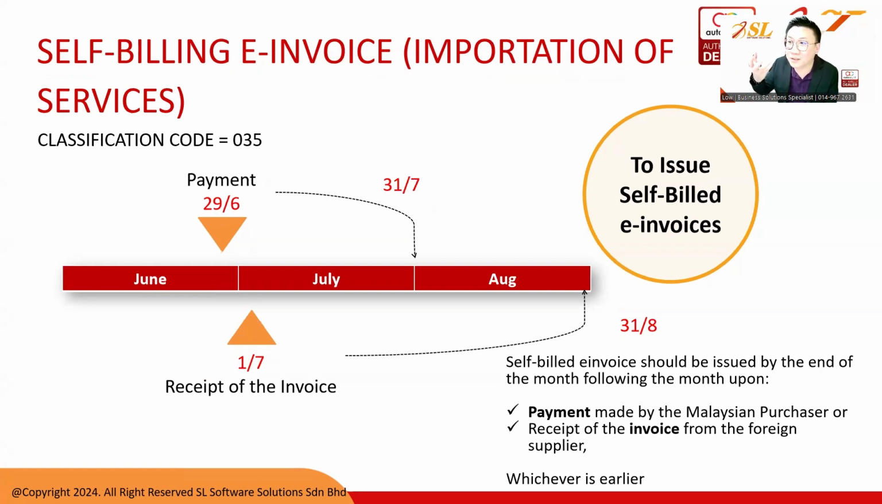And self-billing invoice for imported services. Imported services, for example, Facebook or Google advertisements. For all these advertisements, it is based on your payment or invoice, whichever comes first. Either one. So if you pay first, then based on your payment date, it is also the end of next month.